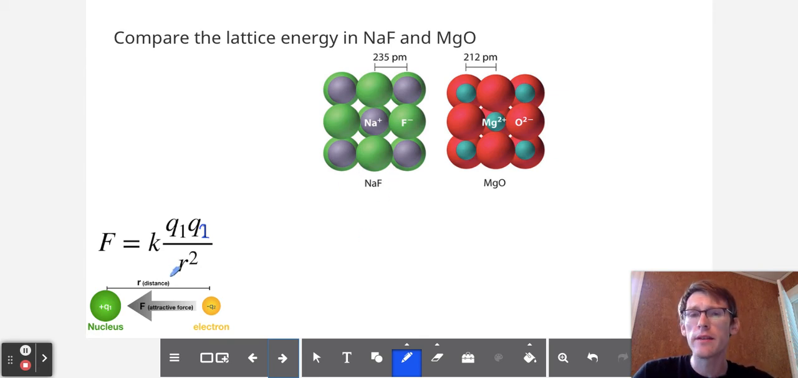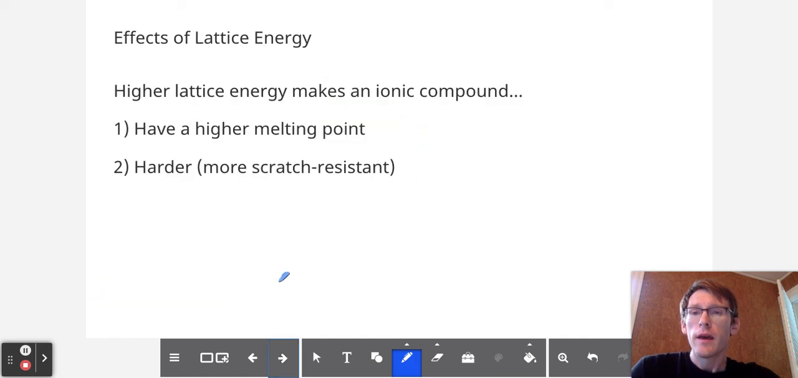We can also look at the distance of separation, and that has to do with the size of the ions, which actually are pretty close, but we can say that because the magnesium and oxide ions are a little bit smaller than the sodium and fluoride ions, that makes the R² value a little bit smaller for magnesium oxide, so that too will lead us to the conclusion that magnesium oxide has a greater force of attraction between ions and therefore a greater lattice energy when put together.